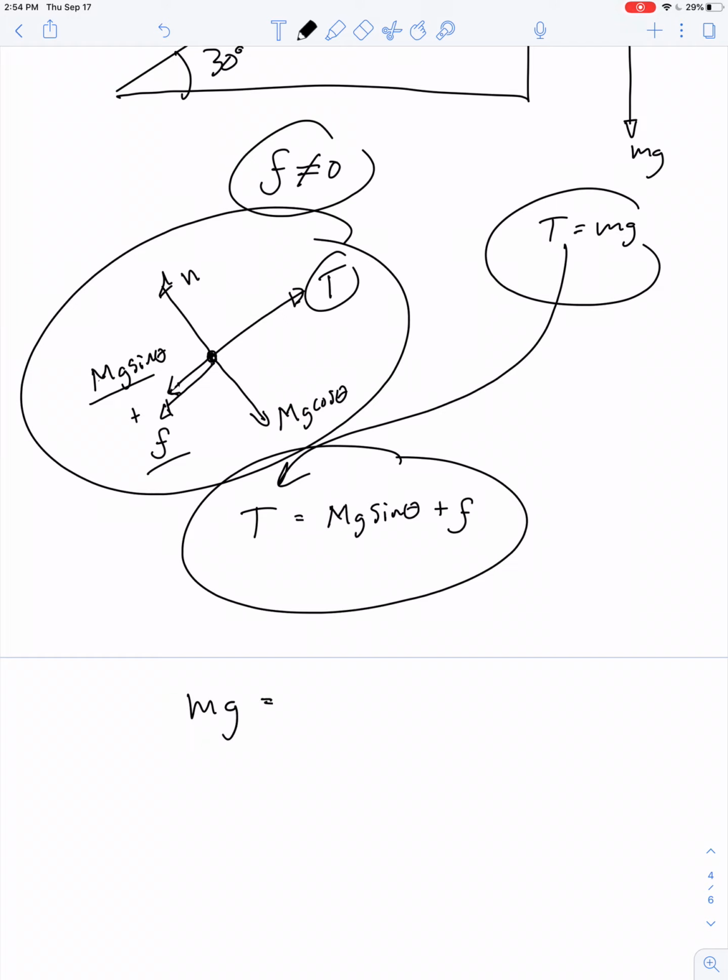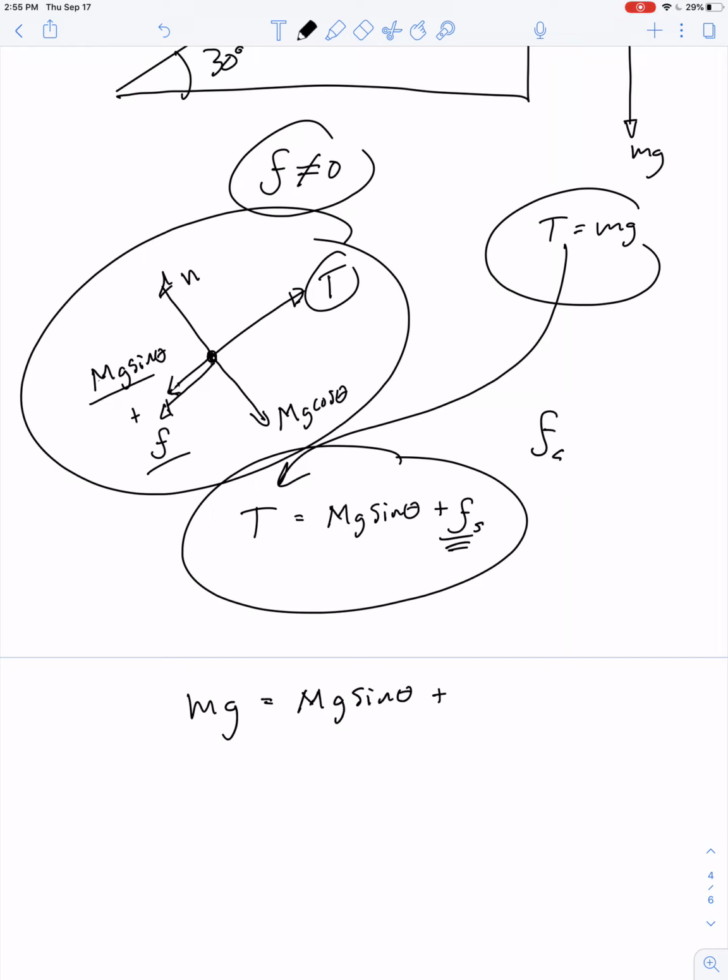Say mg, little mg, has to equal capital Mg sine theta plus friction. Okay, so which type of friction? Kinetic or static? Well, definitely static. This is a problem about keeping it at rest.